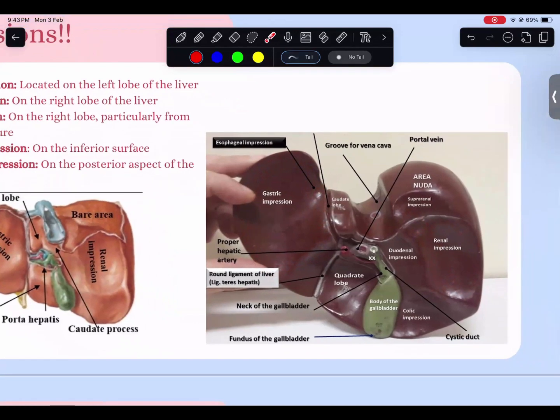That's the caudate and the quadrate lobe. This is the renal impression; you can tell it's shaped like a kidney, like a bean. That's the suprarenal. Beside the renal, you're going to have the duodenal impression, and below the duodenal is the colic impression, which is basically the colon impression. So duodenal and the colic impression.